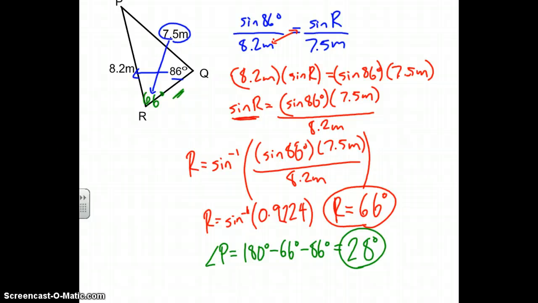Angle R is 66 degrees. Okay, we have completed that question.